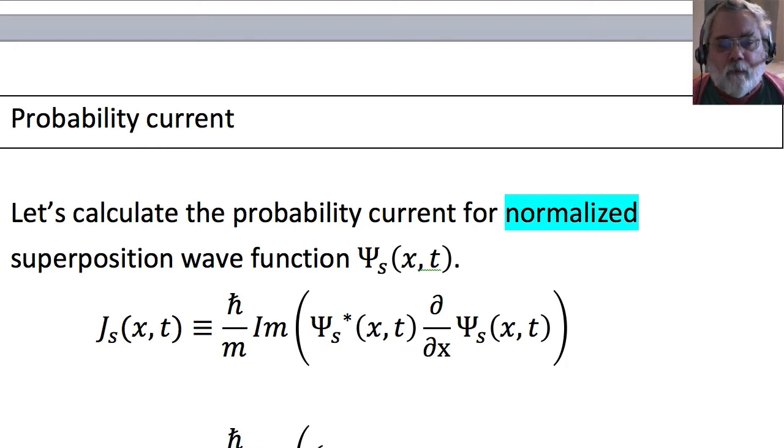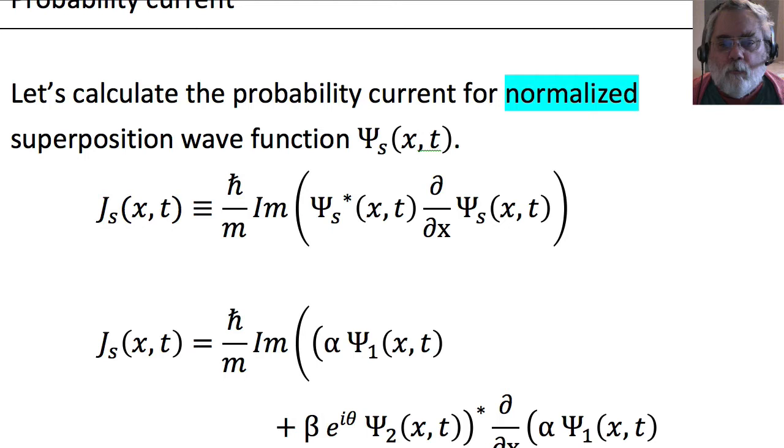Probability current. Let's calculate the probability current for a normalized superposition wave function psi sub s. In one dimension, the probability current, J sub s, is h bar over m, imaginary part of the wave function conjugate times the partial derivative with respect to x of the wave function. Now, you could challenge yourself to do this math and see if your answer agrees with mine, or you can challenge yourself to see if you understand each step, and I'm not going to explain each step. I'll just scroll through them.